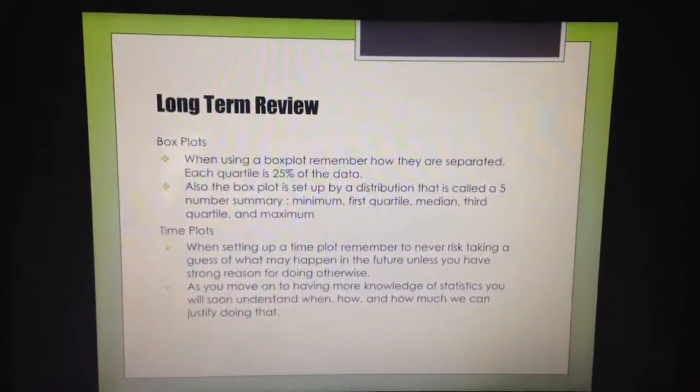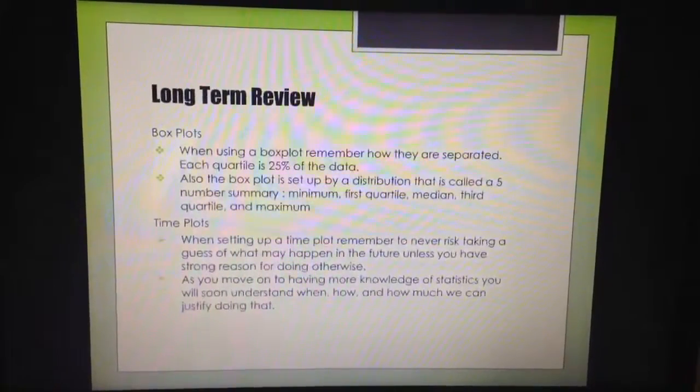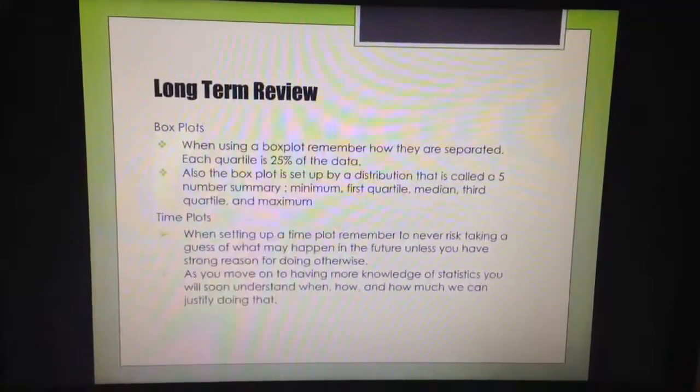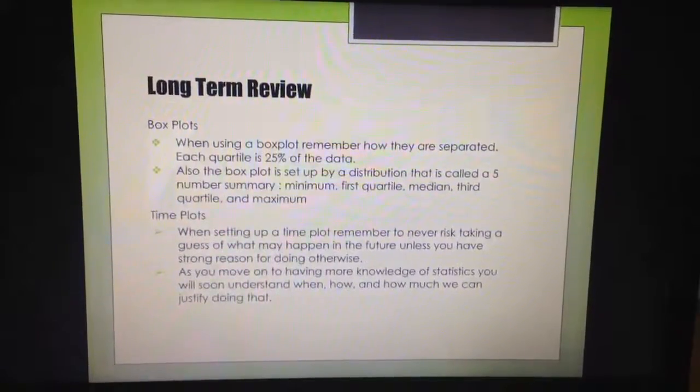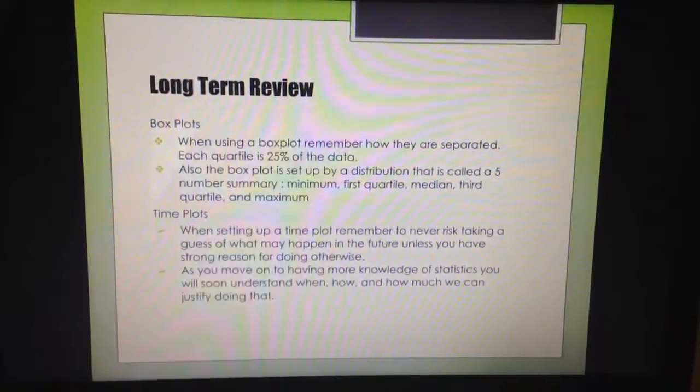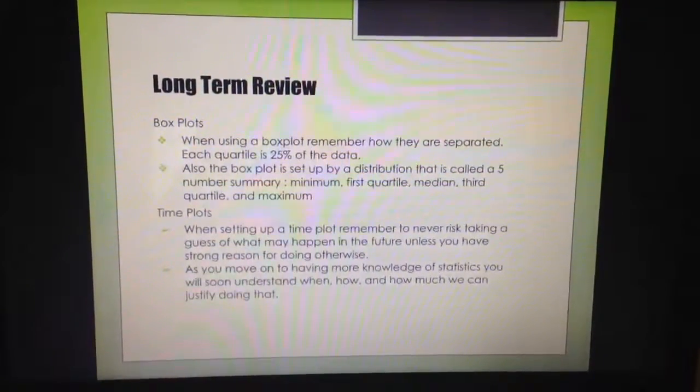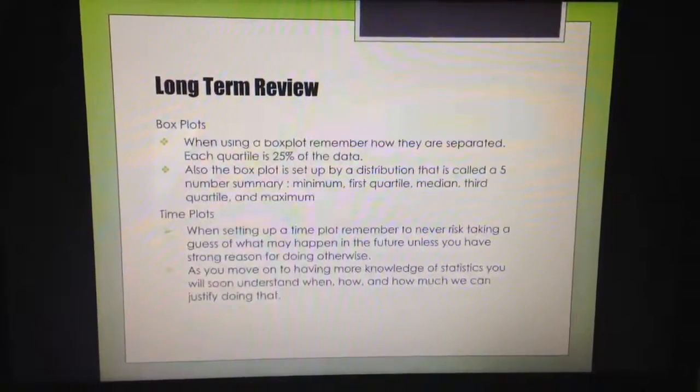Long-term review. Box plots. When using a box plot, remember how they are separated. Each quartile has 25% of the data. Also, the box plot is set up by a distribution that is called a 5-number summary: minimum, first quartile, median, third quartile, and maximum.